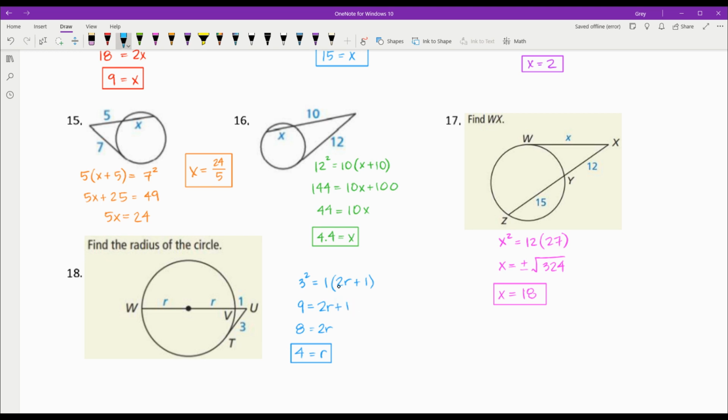And that is all you have for segment relationships in circles. Really hope you remember outside times the whole thing equals outside times the whole thing, because that's a pretty short, easy way to remember those theorems.